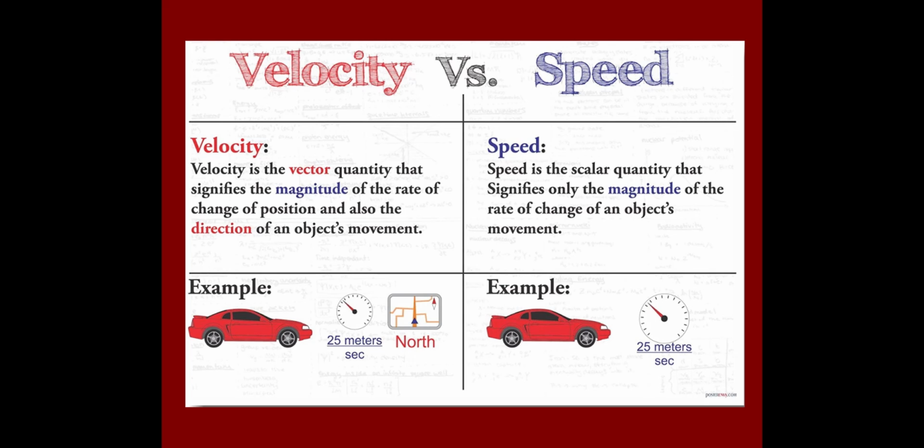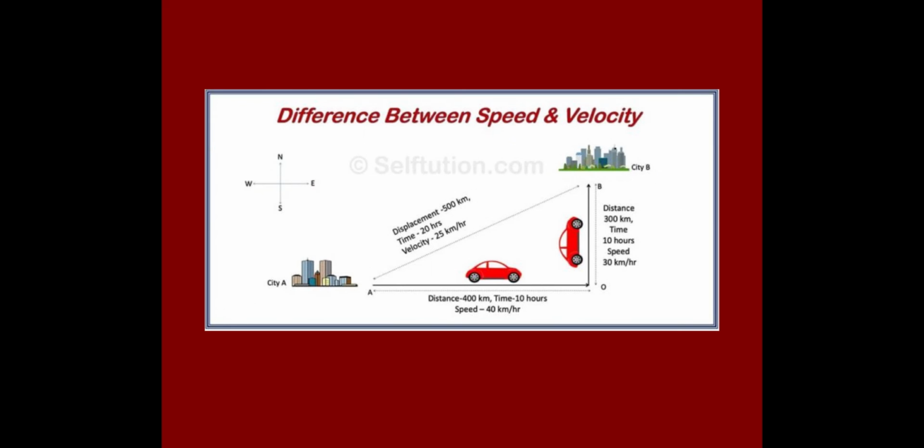Again, these are just a couple of graphics to help us look at velocity versus speed. Again, velocity is a vector quantity and signifies magnitude as well as direction, whereas speed is a scalar quantity and it only uses distance. It does not signify direction.